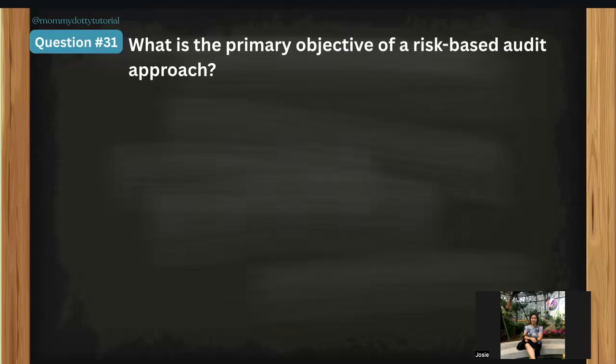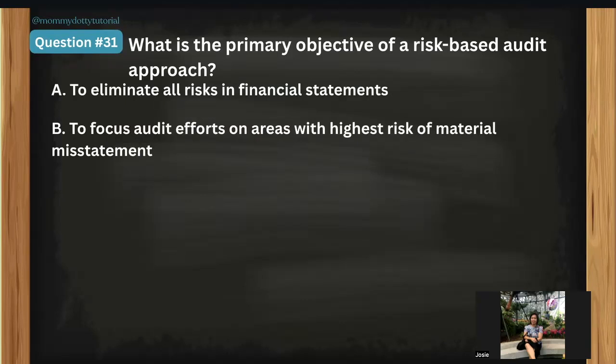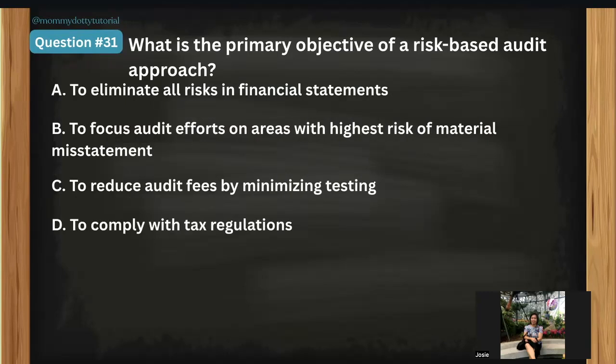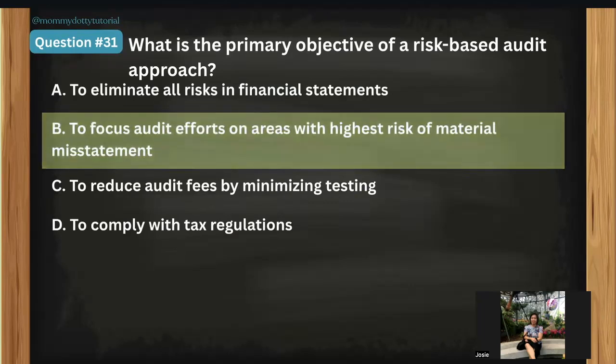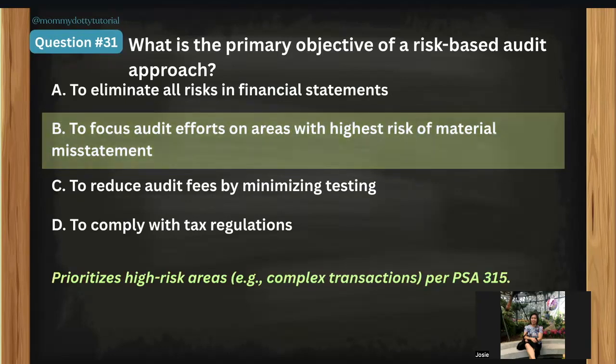What is the primary objective of a risk-based audit approach? A. To eliminate all risk in financial statements. B. To focus audit efforts on areas with highest risk of material misstatement. C. To reduce audit fees by minimizing testing. And letter D. To comply with tax regulations. You may pause this video to think. The correct answer is letter B. To focus audit efforts on areas with highest risk of material misstatement. This is in accordance with PSA 315.